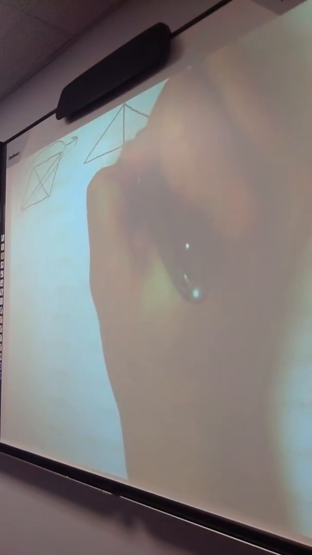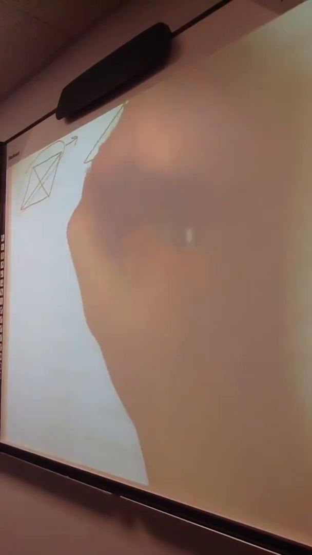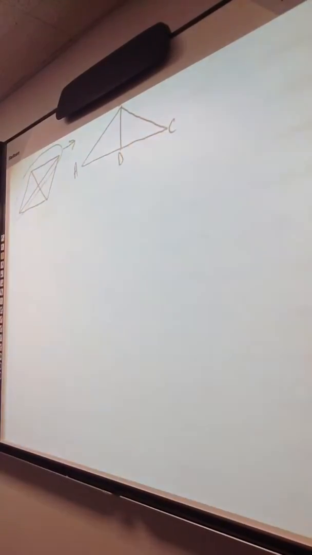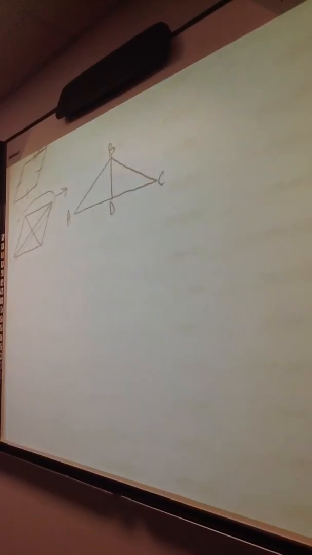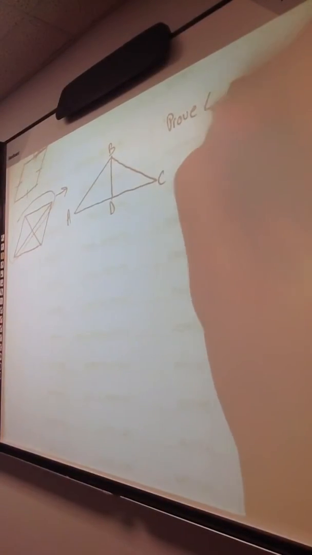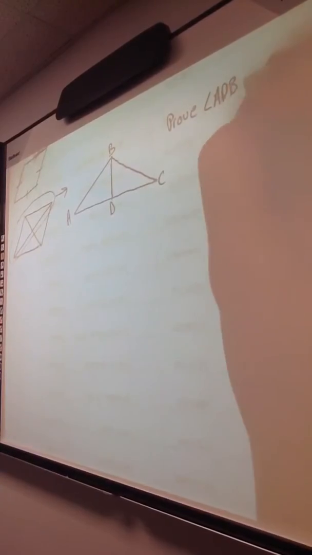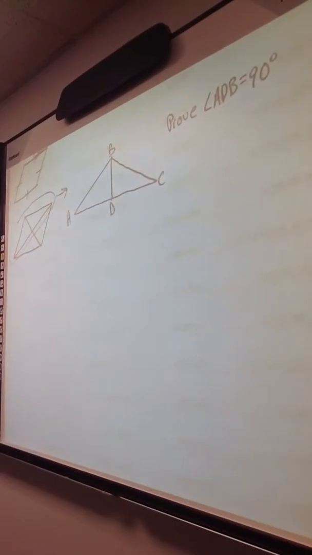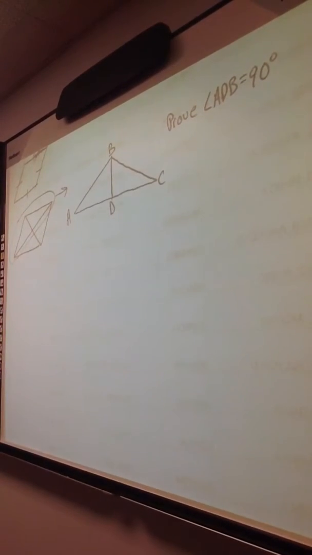It'll probably look like 90 degrees when I draw it this way, but let's see if it is. We'll go A, B, C, D. Let's prove that the angle ADB equals 90 degrees. We can do this.